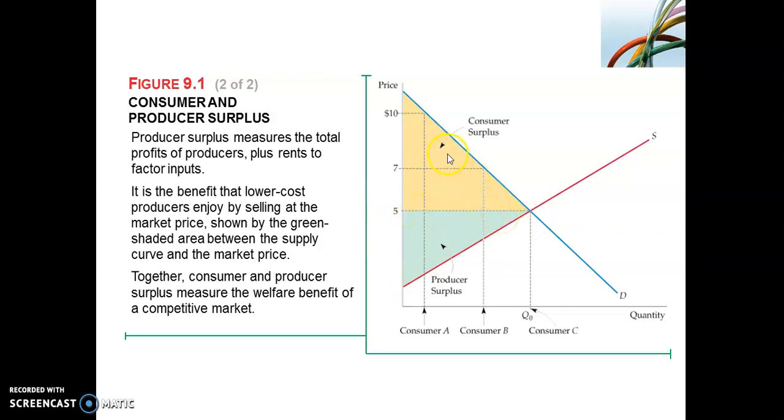Now, if we take these two areas together, when you add the consumer and the producer surplus, it measures the total surplus or the total welfare benefit in a competitive market. Remember, in this case it's unhindered. There's no government intervention in any way, shape, or form, with minimum prices, maximum prices, etc.